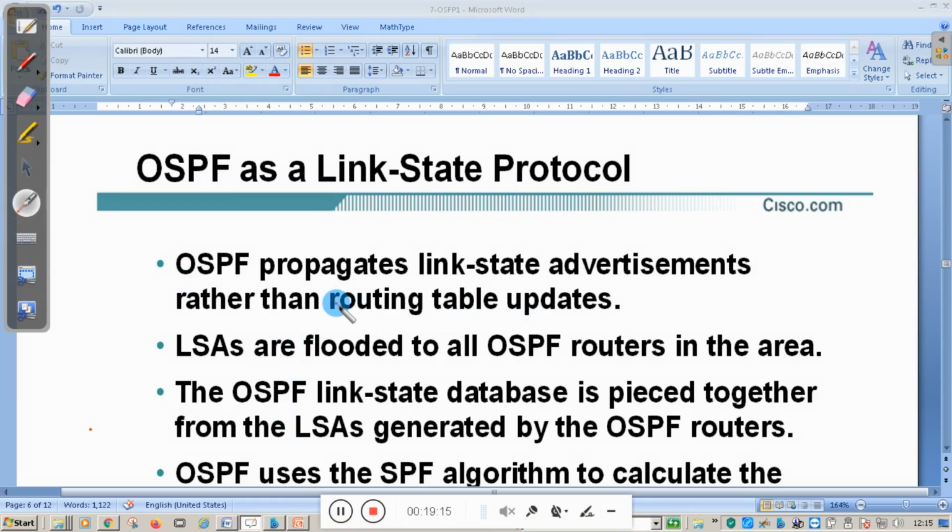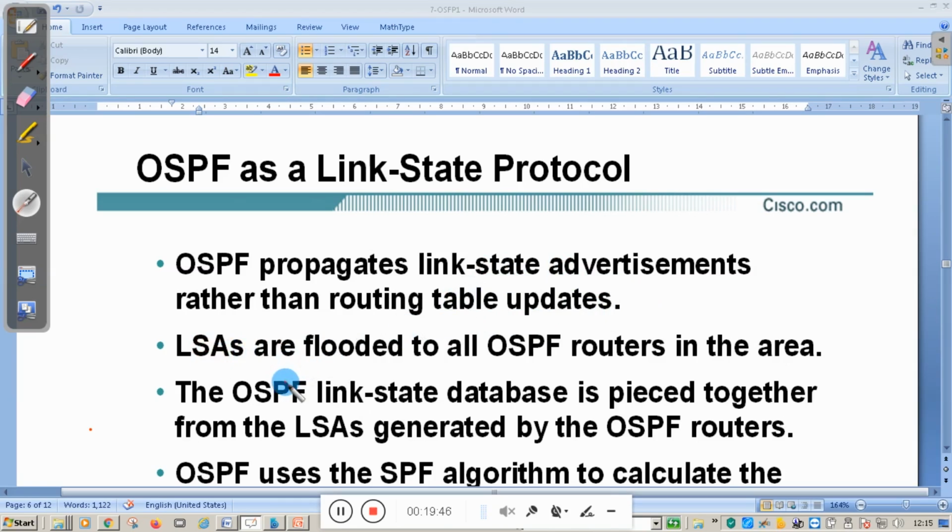Like distance vector protocol, we know distance vector protocol will send the routing table from one router to the other router. This is the major burden on the processor. But on the other hand, OSPF propagates link state advertisements rather than routing updates. What is there in the link state advertisement? A link state advertisement consists of particular link information, like the cost associated with that link and other information. So this is called an LSA.